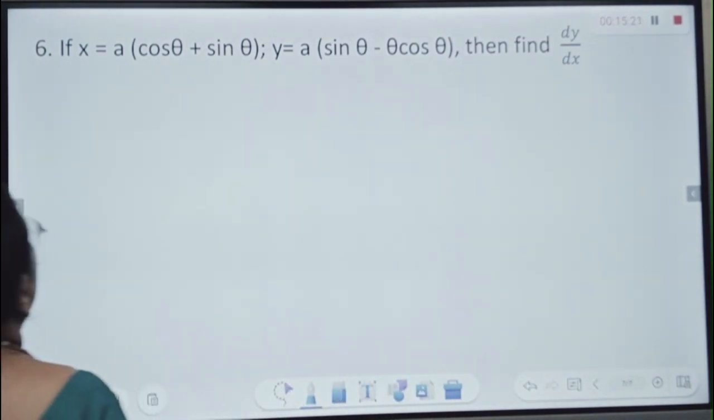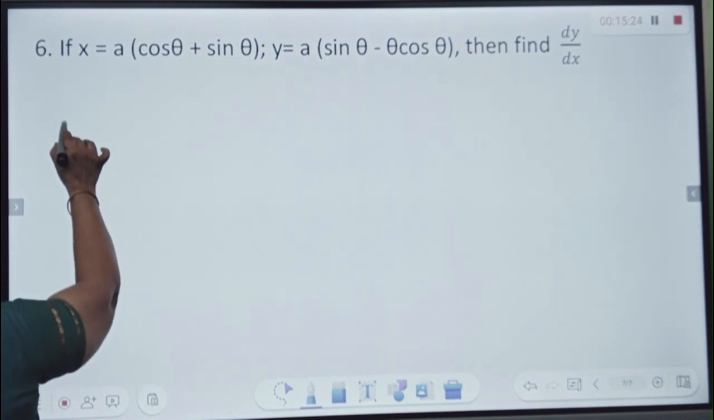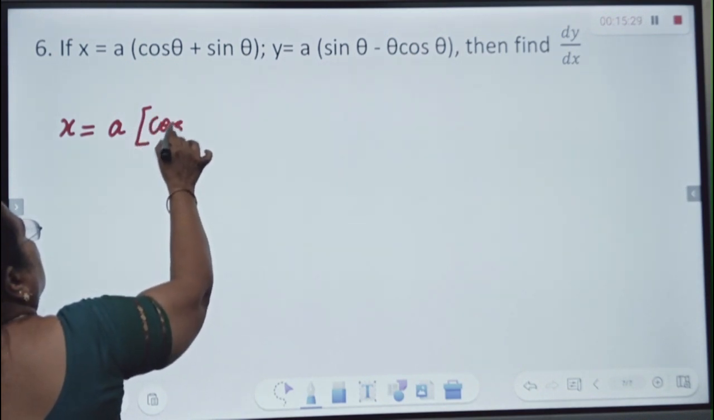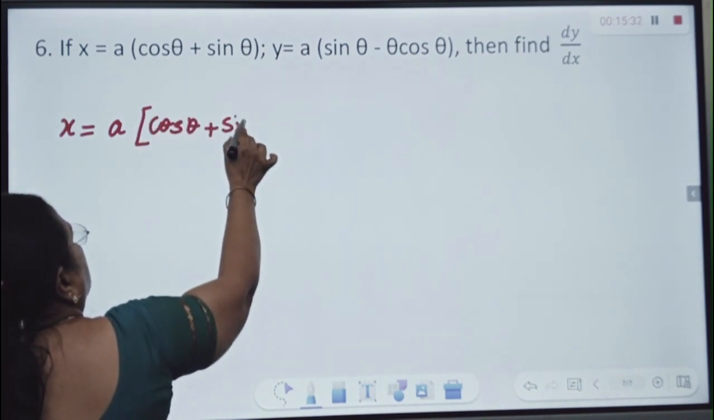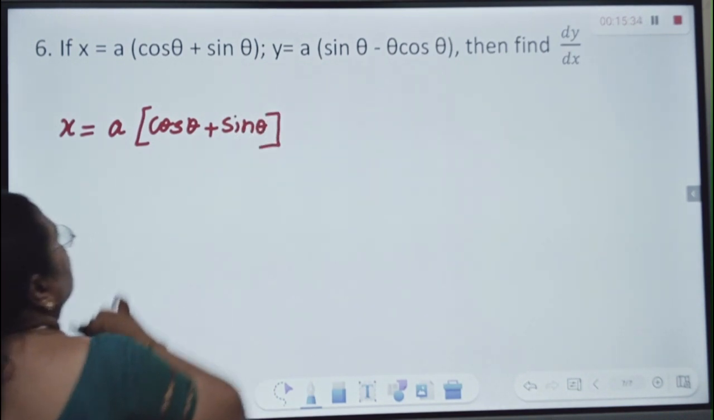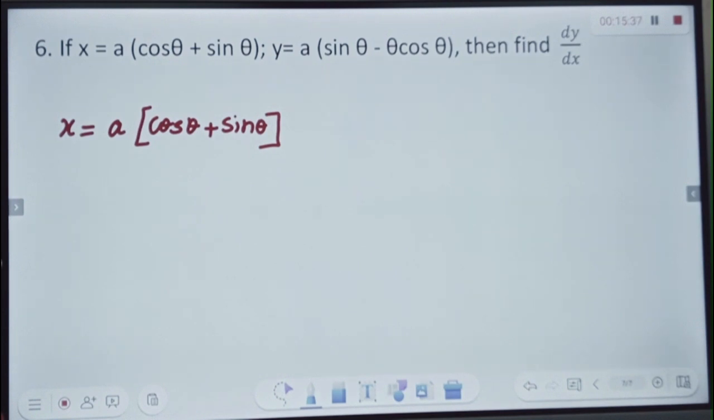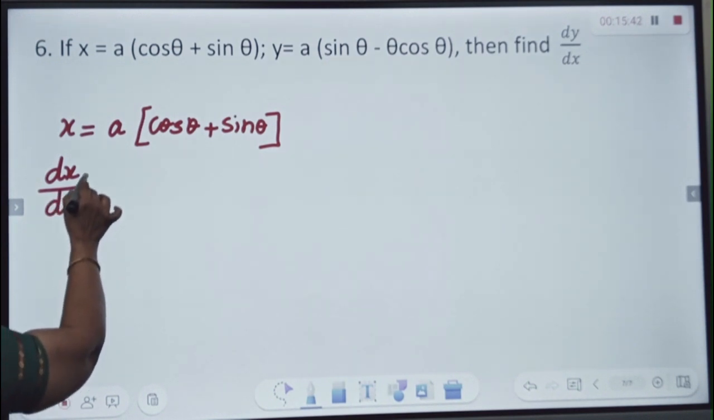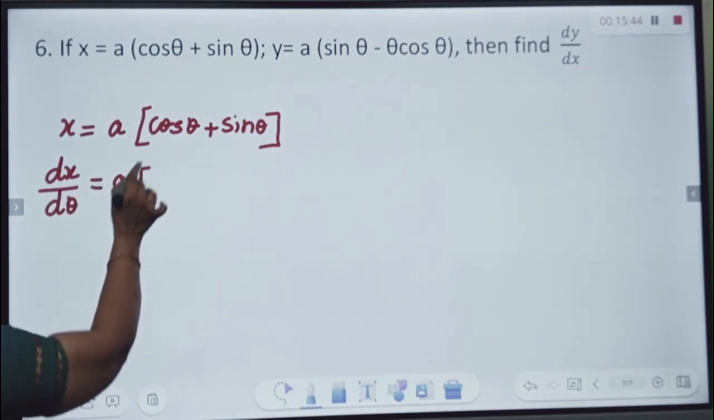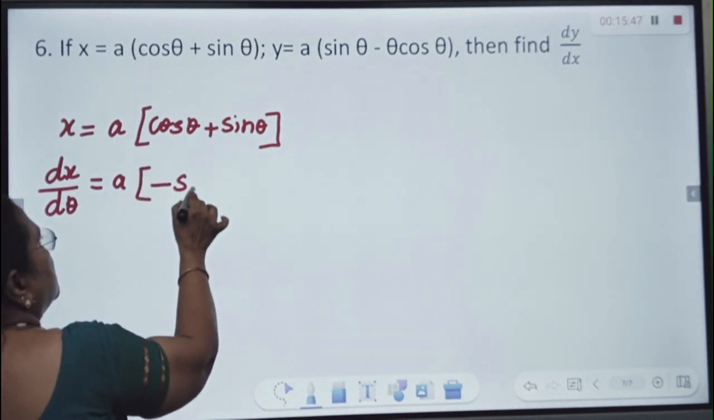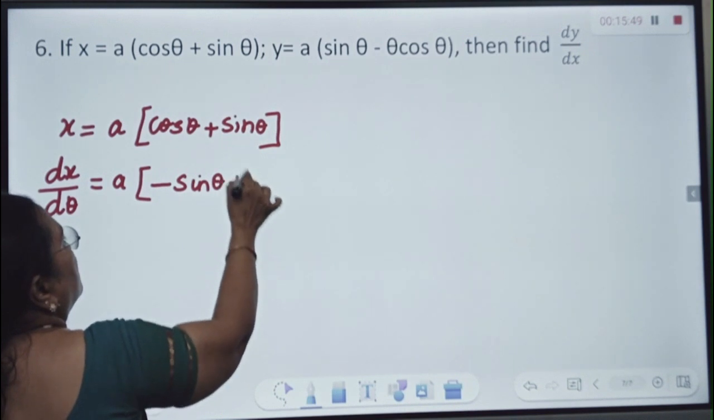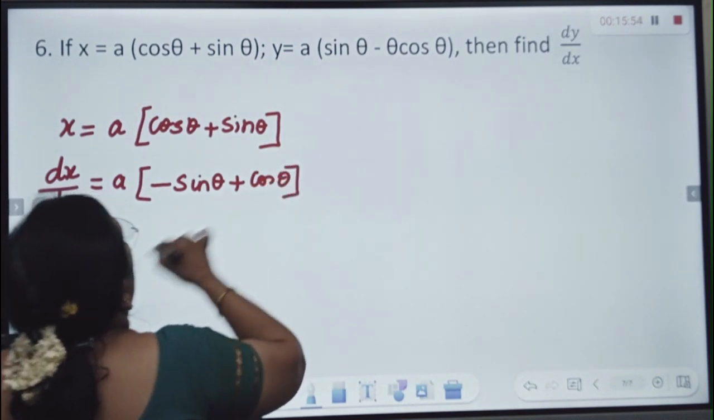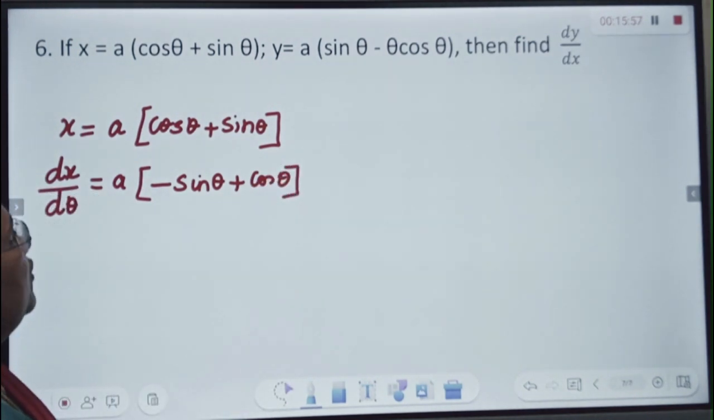Now let's look at this problem. X is equal to a into cos theta plus theta sin theta. Again y is given, we are going to find dy by dx. So dx by d theta is equal to a into derivative of cos theta, which is minus sin theta, and derivative of theta sin theta. Are you able to follow?